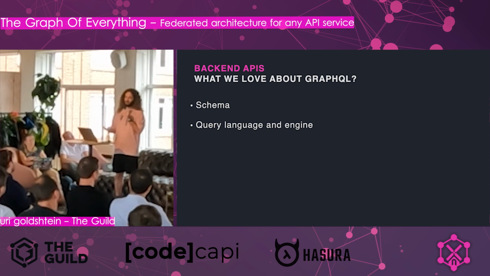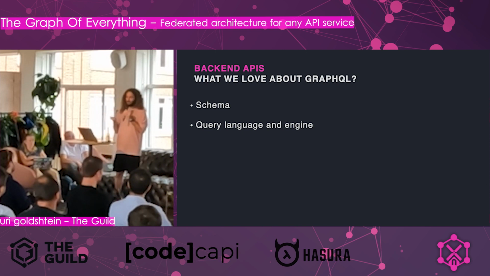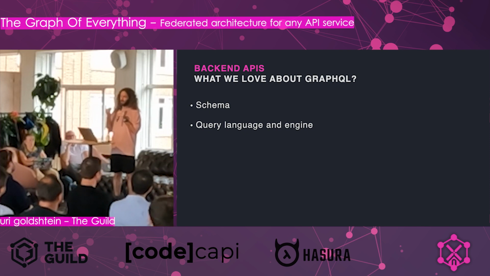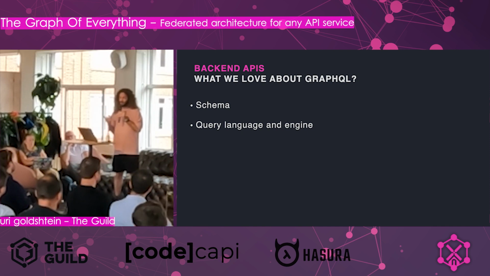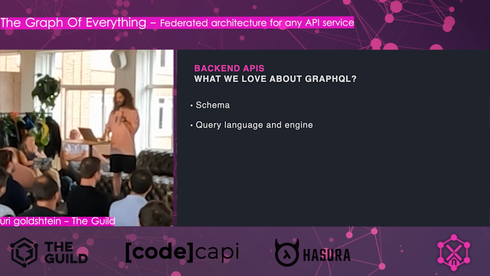But as we approached the problem again and again and again, we started thinking: what do we actually want from GraphQL? We wanted a predictable schema to understand what data we can query. We also wanted a query language and an engine, so we can send a query to it. And we're not working in a void, right?